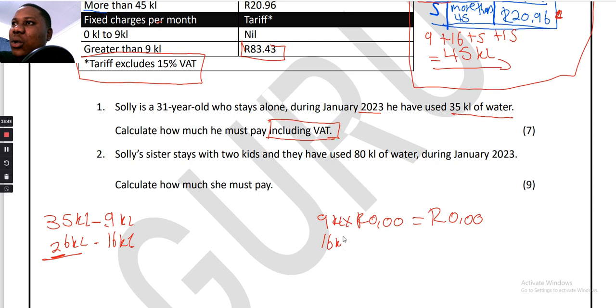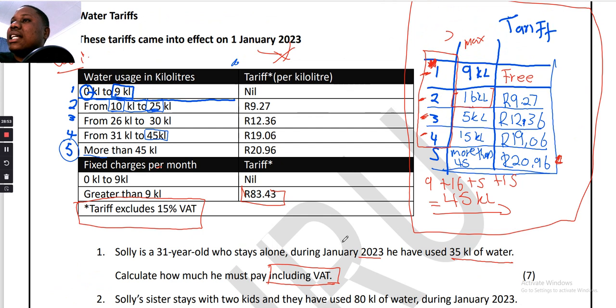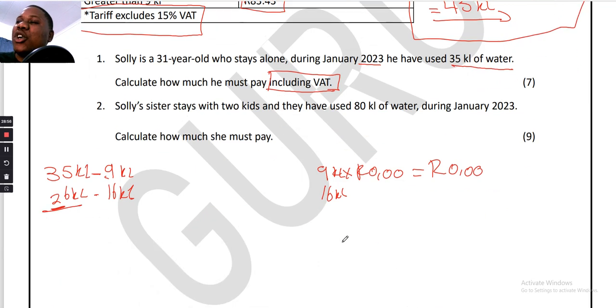So 16 kiloliters. Remember we are in block number 2. In block number 2, they say they are now going to charge him 9 rand 27 cent per kiloliter. That's going to be 16 multiplied by 9.27, which equals 148.32. Now, out of that 26 that was remaining, we have charged 16 kiloliters.